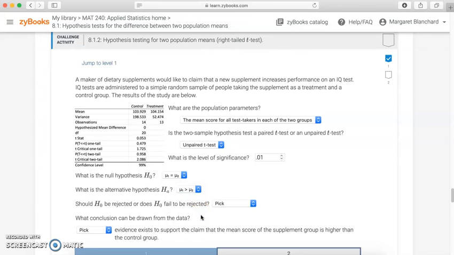Should H naught be rejected or does H naught fail to be rejected? Well, let's look at our p-value. It's 0.479, which is quite a bit bigger than our level of significance, which means that we fail to reject the null hypothesis. And when we fail to reject, we say that insufficient evidence exists to support the claim that the mean score of the supplement group is higher than the control group.